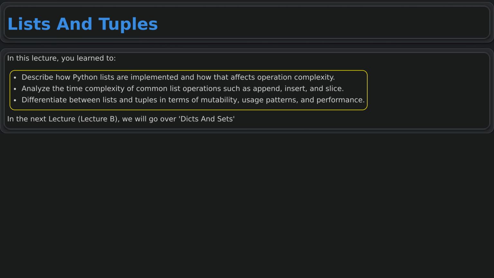In this lecture, you learned to describe how Python lists are implemented and how that affects operation complexity. Analyze the time complexity of common list operations such as append, insert, and slice. And differentiate between lists and tuples in terms of mutability, usage patterns, and performance. In the next lecture, Lecture B, we will go over dicts and sets.